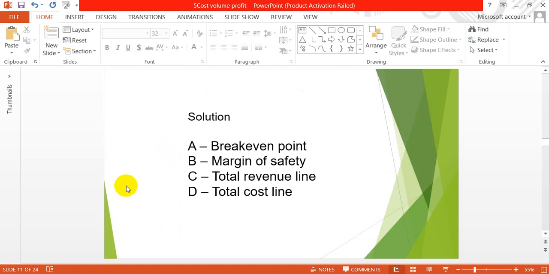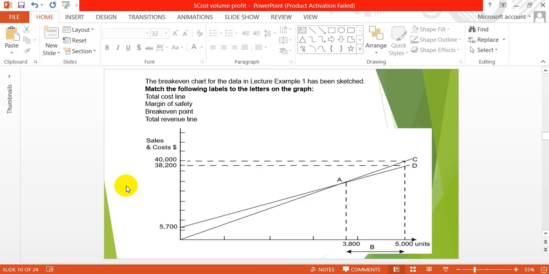So A is our break-even point. We had computed 3,800 as the break-even units. So where the two lines intersect at 3,800 units, that's the break-even point. You've got the sales and costs on the y-axis. You've got your sales units on the x-axis.